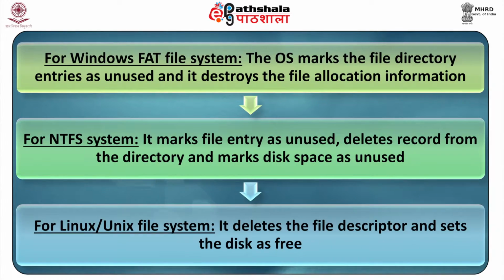For the Windows FAT file system, the OS marks the file directory entries as unused, and it destroys the file allocation information. For the NTFS system, it just marks the file entry as unused, deletes the record from the directory, and marks disk space as unused. For most of the Linux or Unix file systems, it deletes the file descriptor and sets the disk space as free. A file descriptor is nothing but the information about file location, file size, file type, etc.